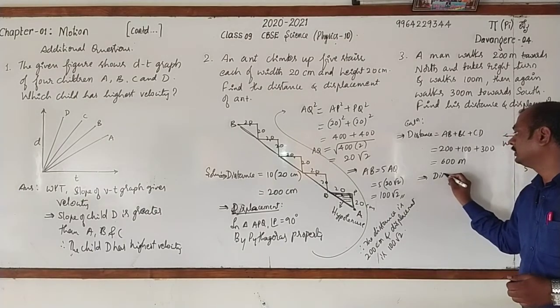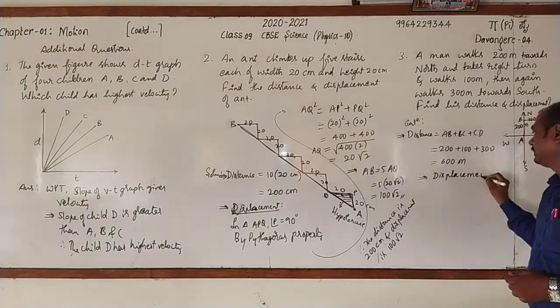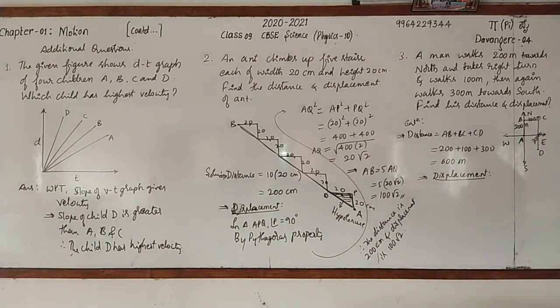Now we want displacement. Then how do you find out displacement? Look here, displacement is the direct distance, the least distance between the initial and final position of a body. What is the initial position? A. Final position? D. Now, we want the direct distance AD. How do you go for finding it? I'll assume another point, this is E. Look here. You can assume the triangle AED.